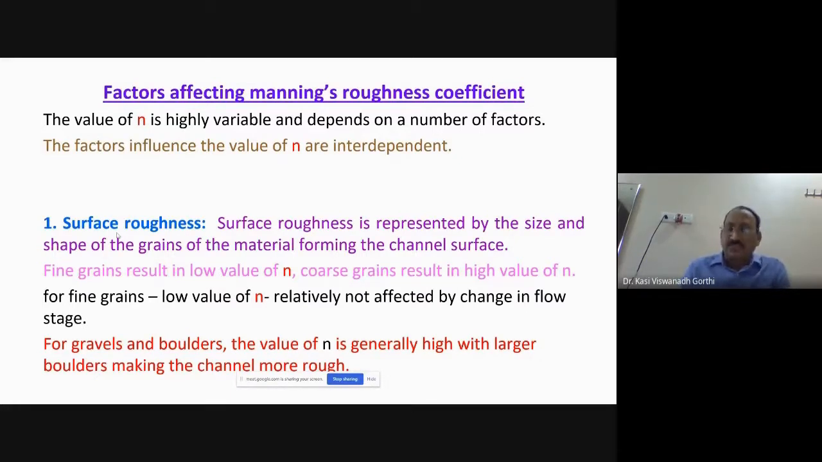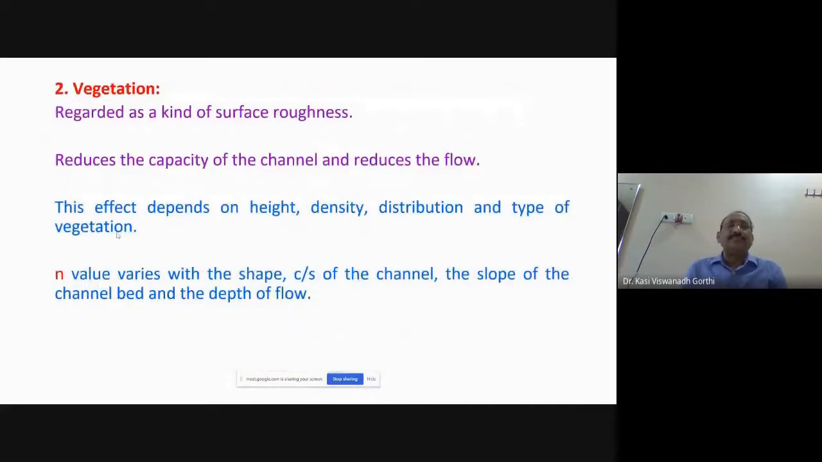If the channel surface is smooth, a lower value of n. If the channel surface is rough, a higher value of n may be taken. So that is how the channel roughness affects the value of n. Once n is known, 1 by n R power 2/3 S power half gives you velocity. But for finding the value of n, we are now trying to ascertain what are the parameters which are influencing the value of n. Roughness of the channel bed and channel sides is very, very important.